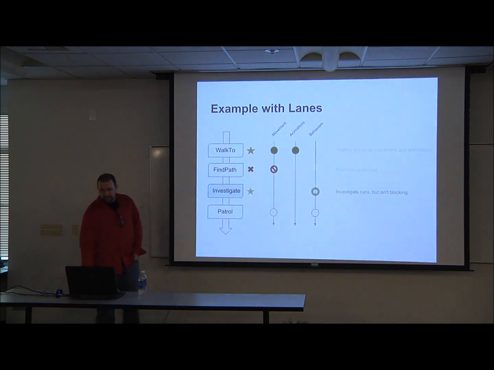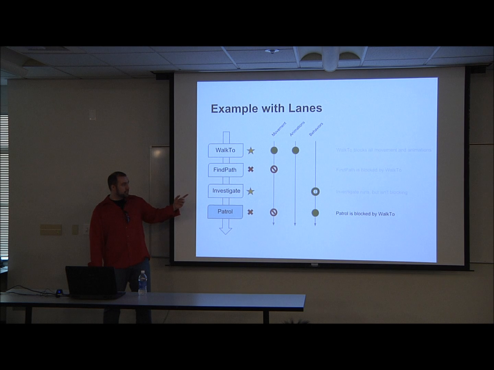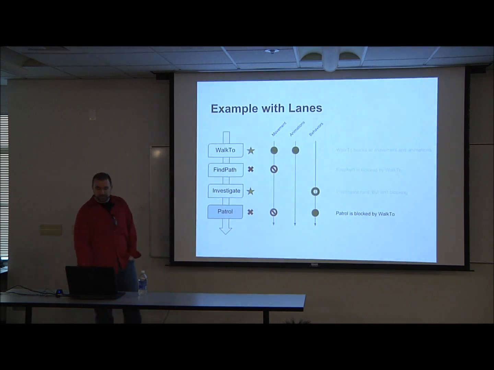So now we get to the next one, which is investigate, because we didn't stop just because an action was blocked. And we see, well, none of the lanes that it is on have run yet, so it's allowed to go. However, we're not going to set the bit for bit 3 because it's a non-blocking action. Finally, we get to patrol. So patrol was not blocked by investigate because it was non-blocking, but it's still blocked by movement because only one action in a given lane can run.